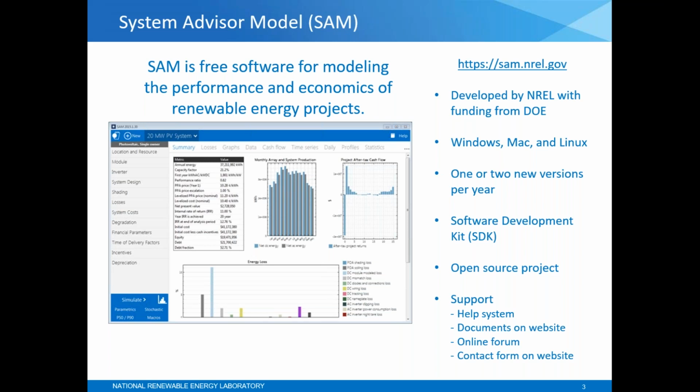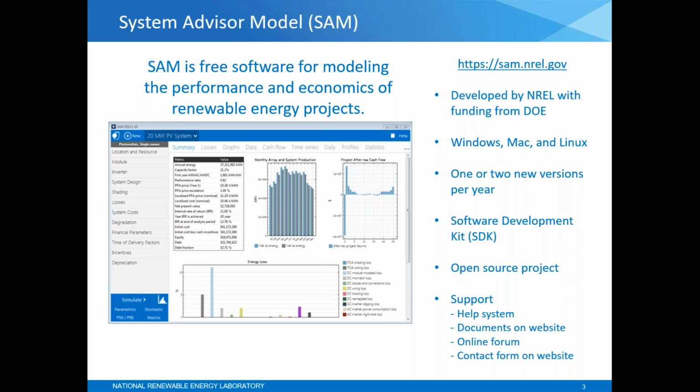The desktop application is one way to use SAM, but we also have a software development kit, which is for computer programmers who write their own applications. And it provides access to an application programming interface, or API, that developers can use to interact with SAM from their own computer programs. SAM is an open source project, which means that the source code is available to the public. So you can explore the source code to see how SAM calculates things. You can build your own version of SAM if you like. You can help us out by making your own contributions to the model if you're a C++ programmer.